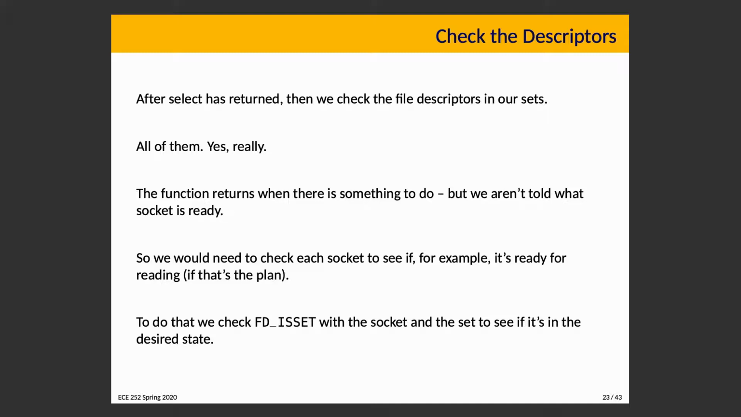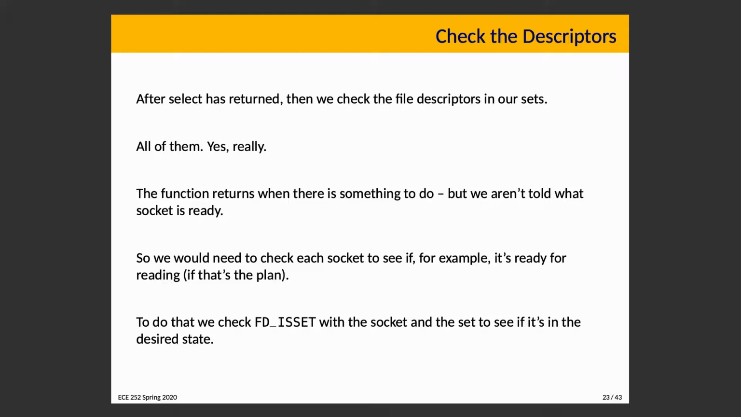This is the way that select works. It returns when there is something to do, but it doesn't tell you what socket or sockets, plural, are ready. So we have to check each socket to see if it's ready, and we do that using the FD_ISSET function. So you say, is socket 1 in the new version of the read fd set? If so, then yes, that socket is ready for reading. And you have to do that with every single one.